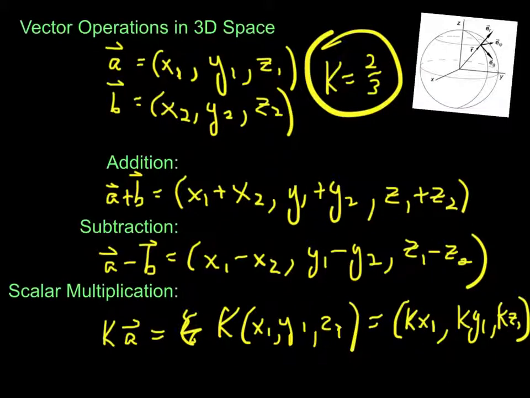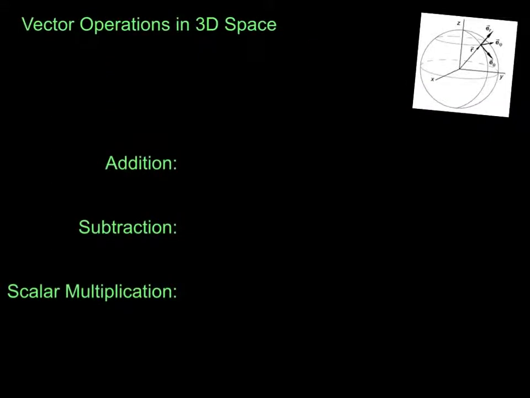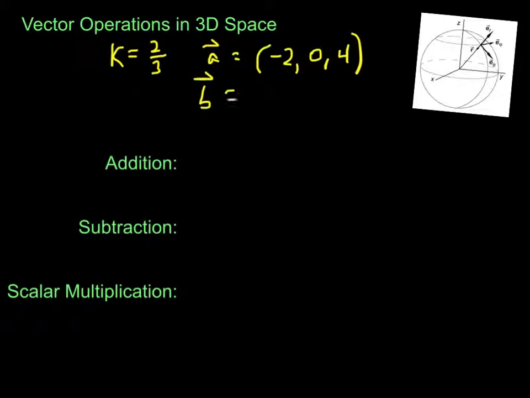Okay, now we'll do some examples, and we will utilize this value for k, 2/3. We've established that our scalar is going to be 2/3, everyone's favorite fraction. I don't know, what do you want a to be? Maybe we'll throw in a negative there. So how about negative 2, comma 0, comma 4. And vector b, I don't know, 3, 1, negative 3. I just made it up. It really makes no difference. The math is the same.